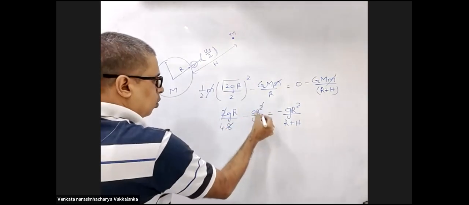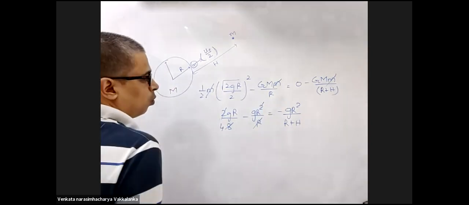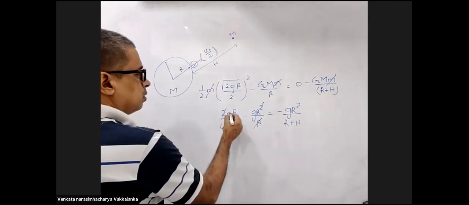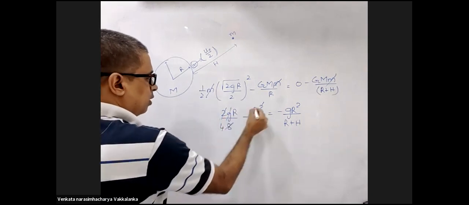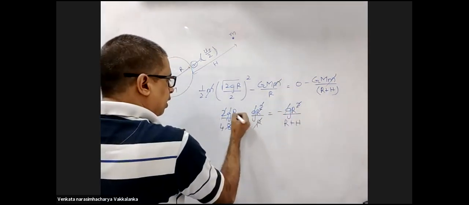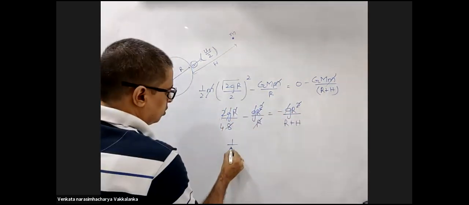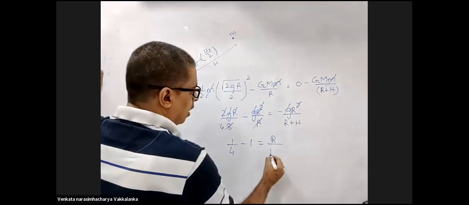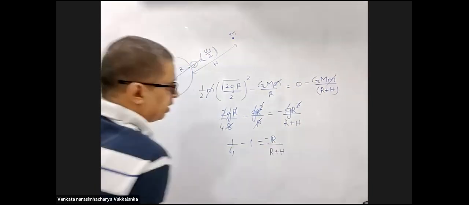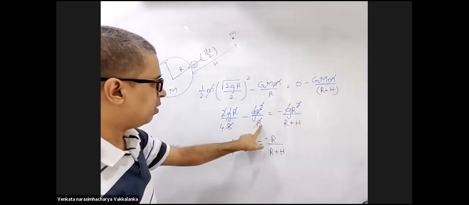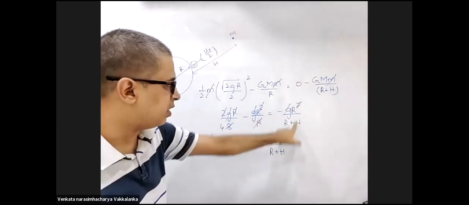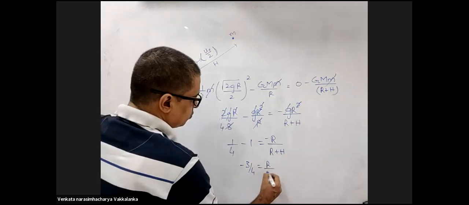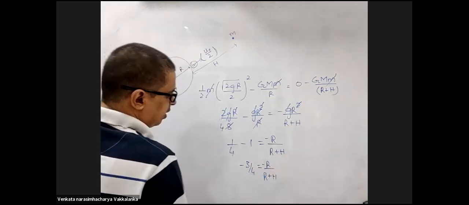This will become 4, 1 r will go. So cancel g r also. 1 r has gone, g will go, 1 r will go. This is 1 by 4 minus 1 is equal to r by r plus h with a negative sign. In r square, 1 r has gone with this. Here 1 r will be left. This will be minus 3 by 4 is r by r plus h with a negative sign.